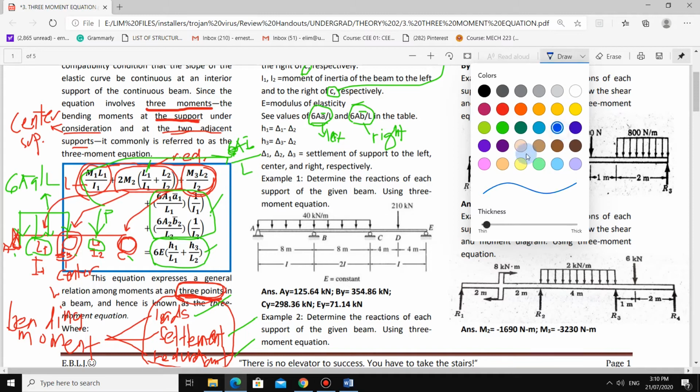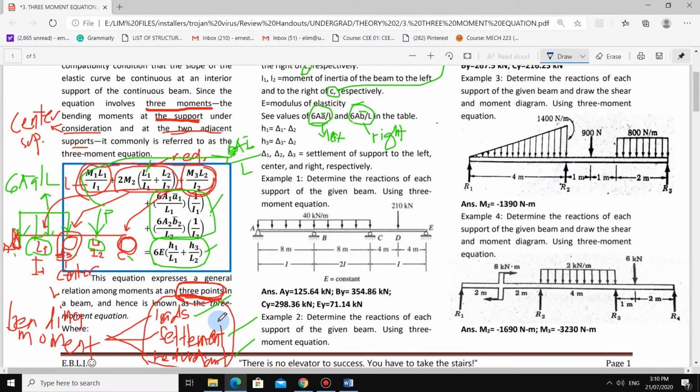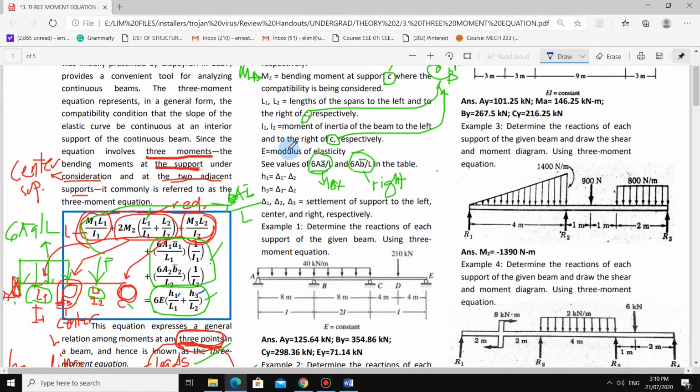Next is the settlement. For settlement, it is 6E times H1 over L1 then H3 over L2. We need to know who H1 and H3 are. H1 is equal to the settlement of 1 minus the settlement of 2. This refers to the settlement of the supports of the beam.